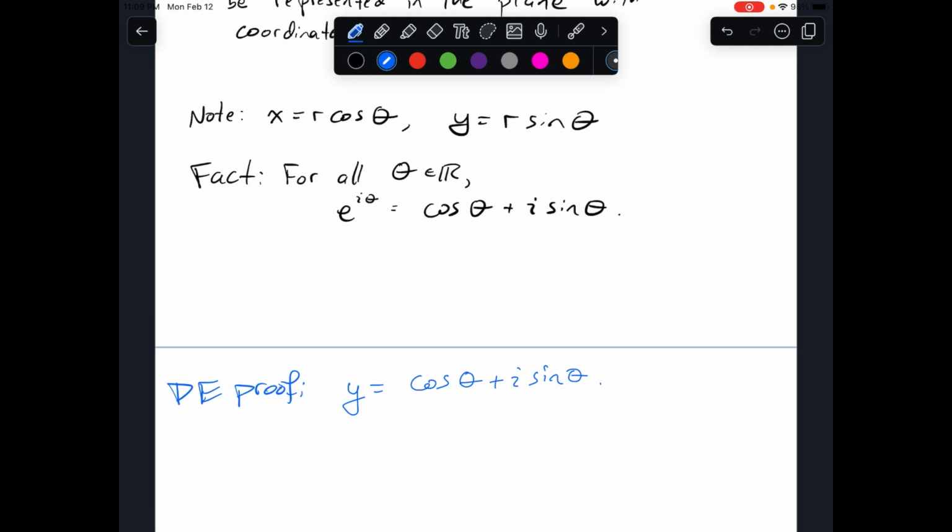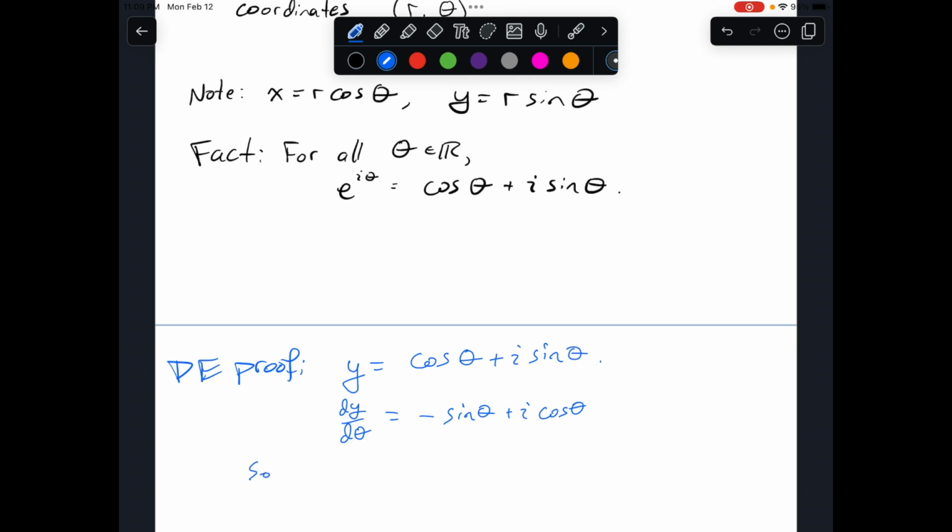To do that, we'll start by computing dy d theta, just taking the derivative. The derivative of cosine of theta is negative sine of theta, and then the derivative of i sine of theta is i cosine of theta.